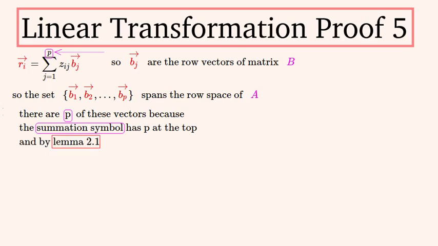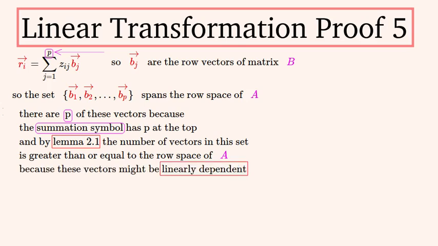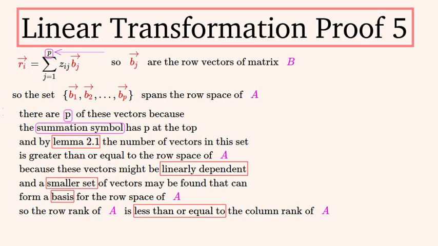So now to invoke a past lemma. It says that the row space dimension is less than or equal to the number of vectors in this set P, because these vectors might be linearly dependent, and we haven't proven that they're linearly independent. So we can find a smaller set of vectors that can form a basis for the row space of A, because we can keep taking vectors out of the set until this set is linearly independent, but still spans the space. Now we can write down that the row rank of A is less than or equal to the column rank of A. And we can thus write this more formally like this.